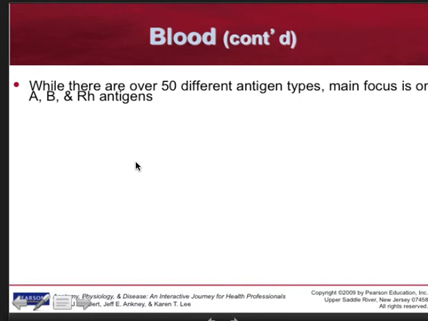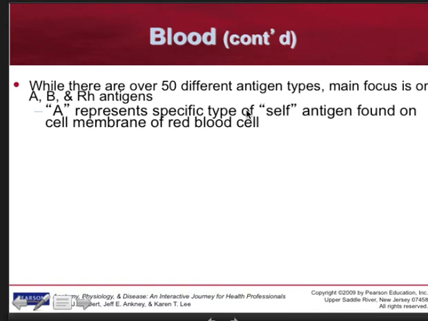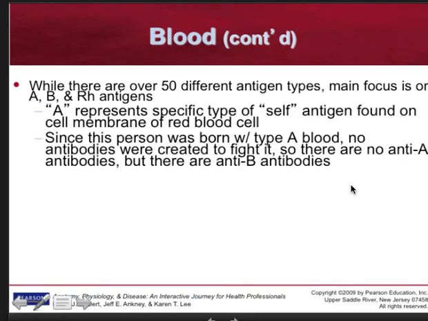The main focus for the blood cells that we're going to look at are the A, the B, and the Rh antigens. Like I said, there's other antigens on the surfaces of these red blood cells, but they're not germane to blood typing. A represents a particular type of self-antigen found on the surfaces of red blood cells.